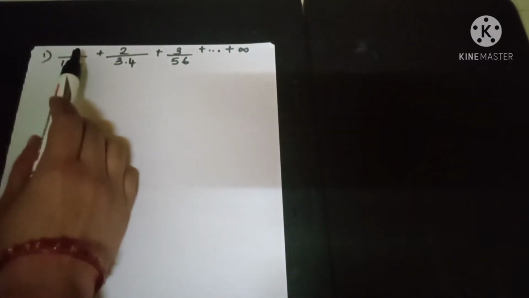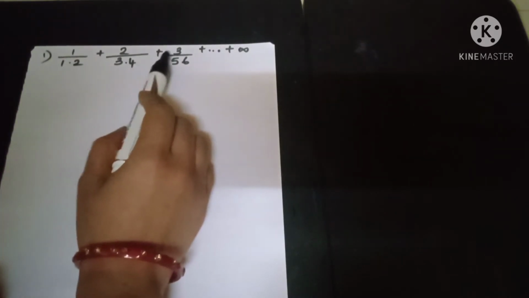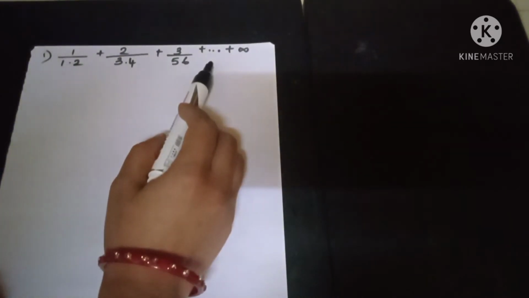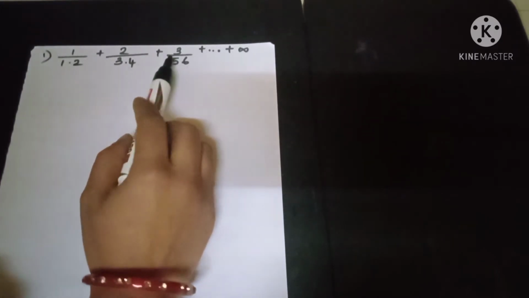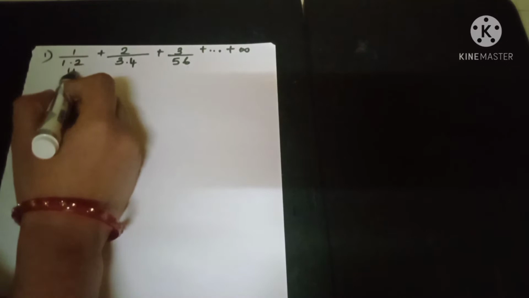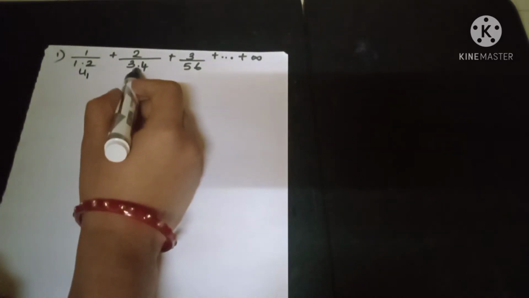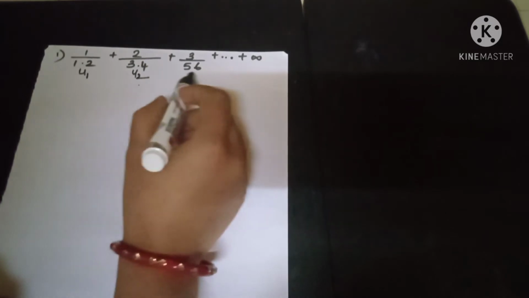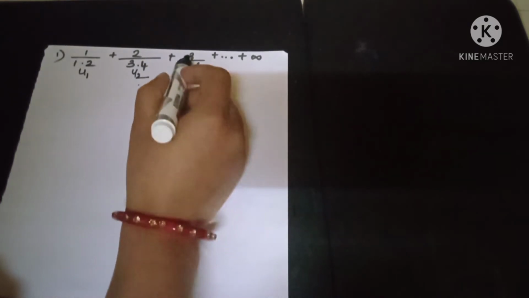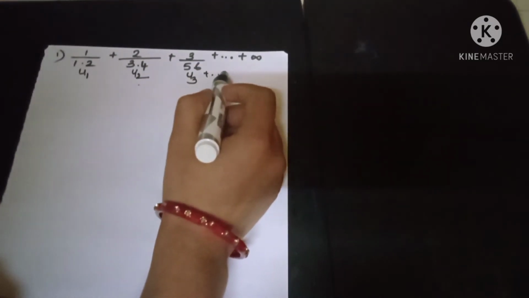First problem is 1 upon 1 into 2 plus 2 upon 3 into 4 plus 3 upon 5 into 6 plus, to infinity. This is the series. We need to test the convergence of this series by comparison test. So this is the first term of the series, that is u1. This will be the second term of the series, u2. This will be the third term of the series, etc.